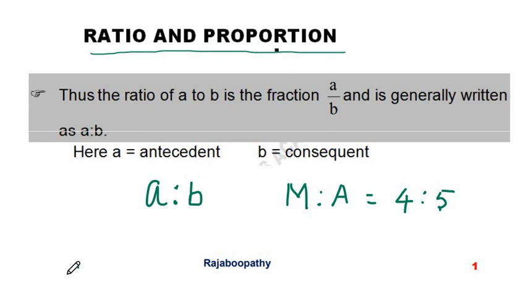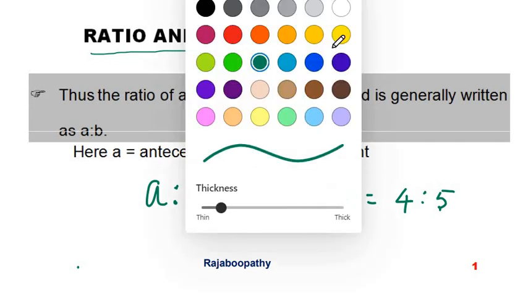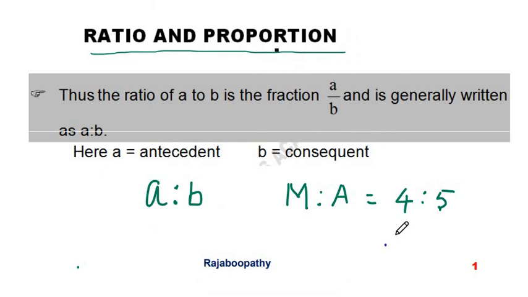With this ratio, we cannot find the cost of an apple. We can say at the most that if the cost of a mango is 4 rupees, then the cost of an apple is 5 rupees.